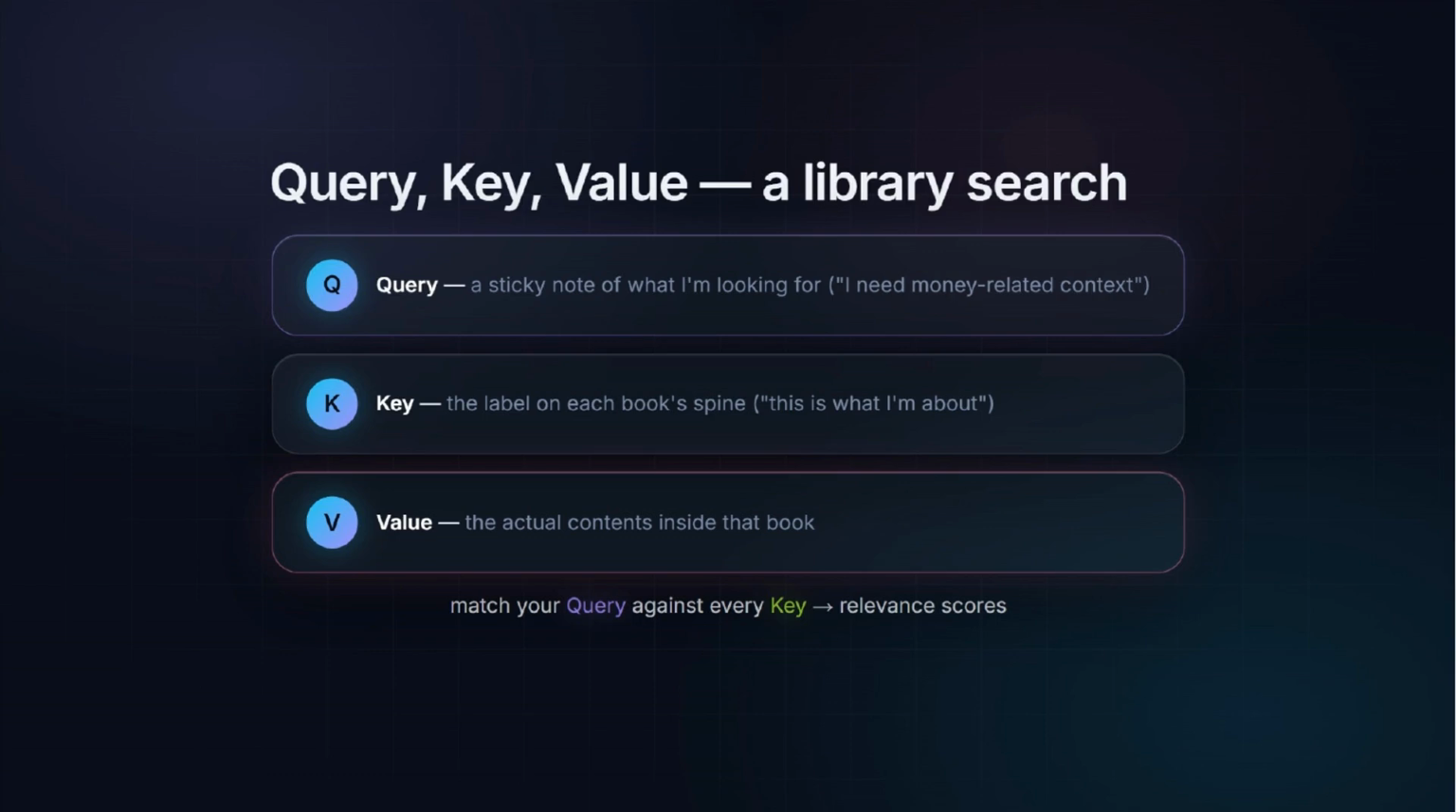The search works in 2 moves. First, match your query against every key. That gives a relevance score for each word. Then take a weighted blend of the values, mostly from the books whose keys matched your query best. That blend is the word's new context-aware vector.